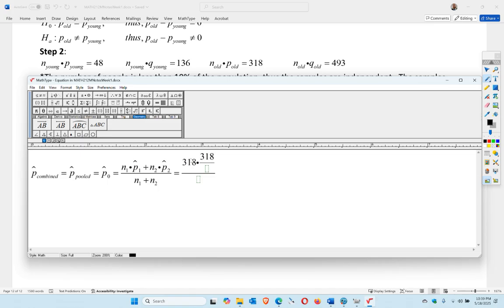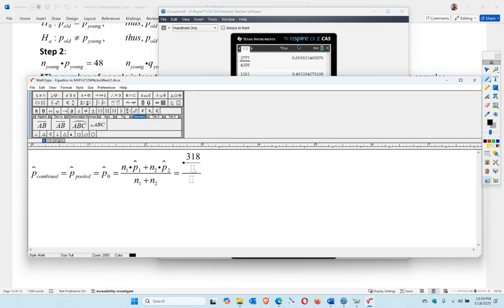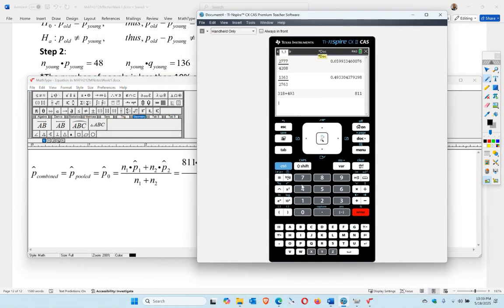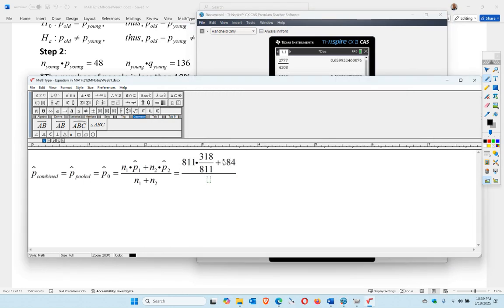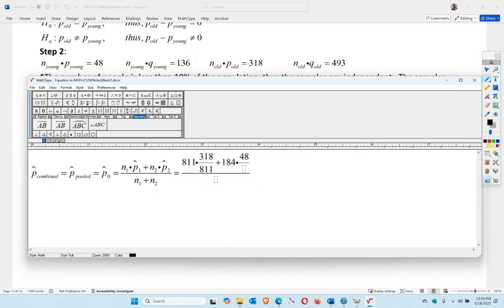No, I'm sorry, 318 out of, let's see, 318 plus 493, right? So 318 plus 493 is 811. So 811, 811. Okay, plus, what was the other one? So the young was 48 plus 136. So that's 184, times. So successes here are 48 out of 184.